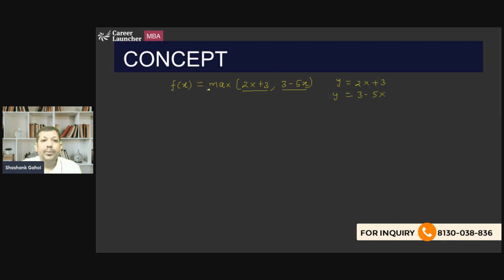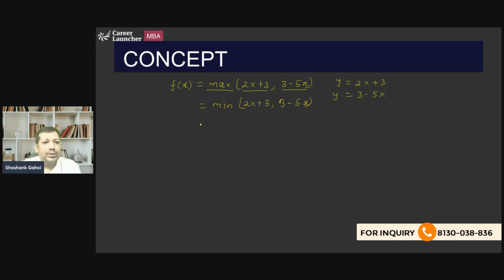And the question is talking about the maximum of that function. So out of the two functions, it is talking about which function is giving you the higher value. There might be a different function, for example, the minimum function of 2x plus 3 and 3 minus 5x. So the question can ask about the maximum function, it can ask about the minimum function. Both things are fine. So how are we going to deal with this kind of question?